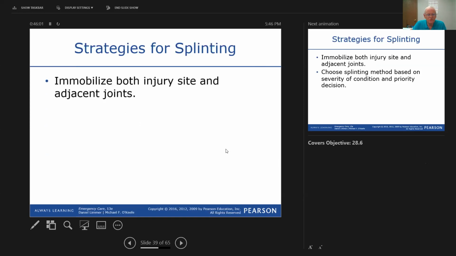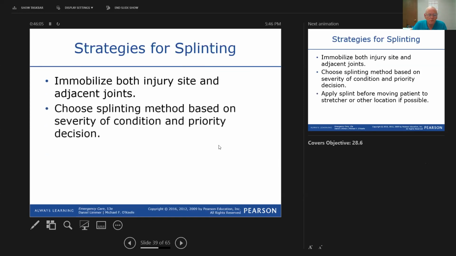You're going to immobilize both the injury site and the adjacent joints above and below. You're going to have to choose a splint. You're going to have to make a decision. We're going to have you play with several different ones. And again, it's more than one way to skin a cat. But whatever you do, it's got to meet the principles.